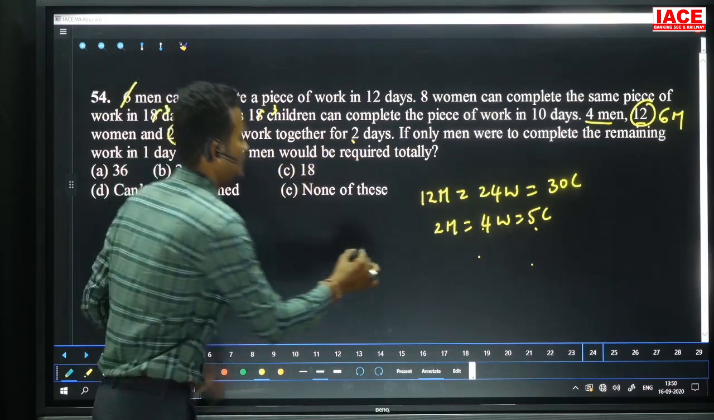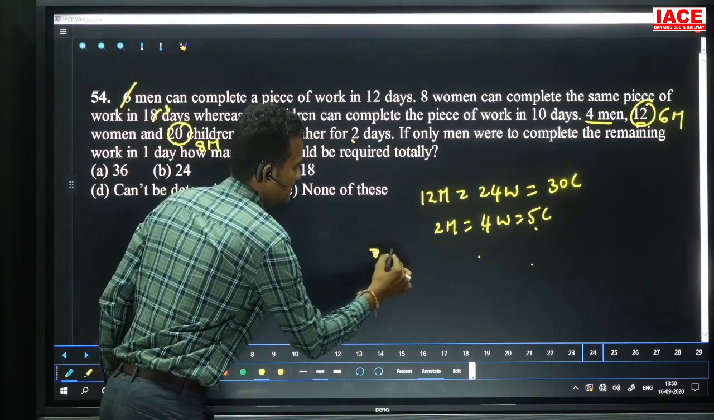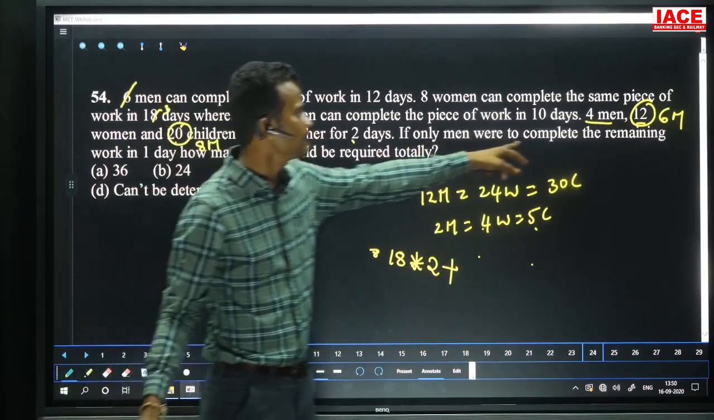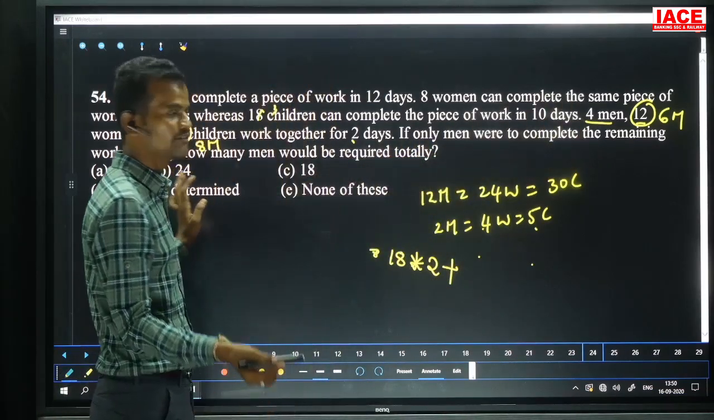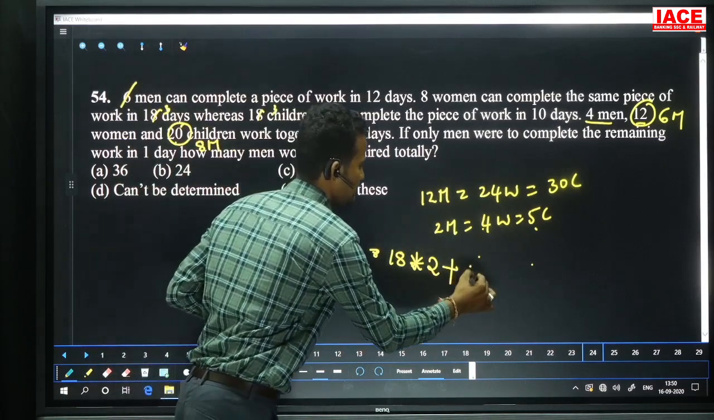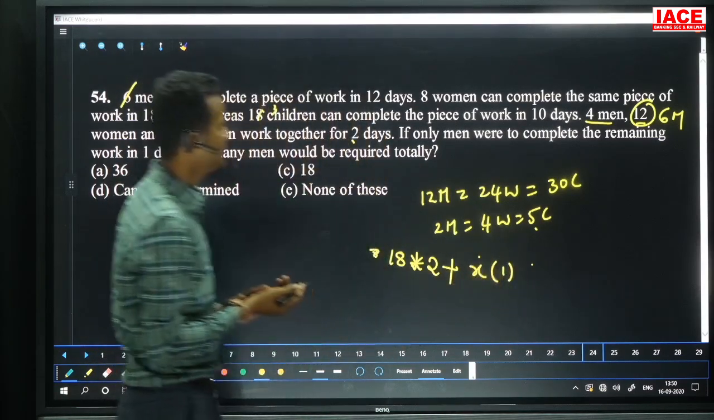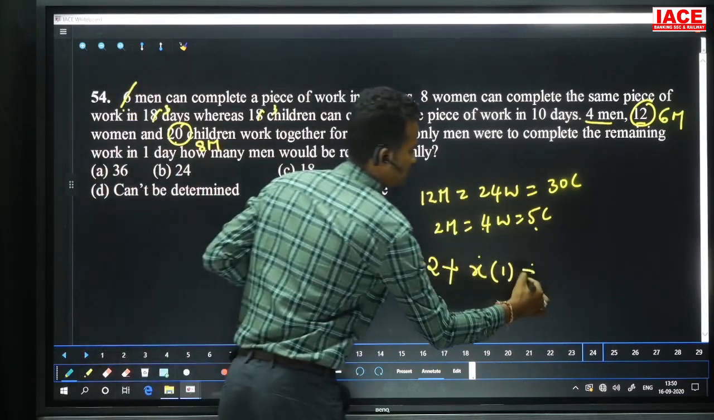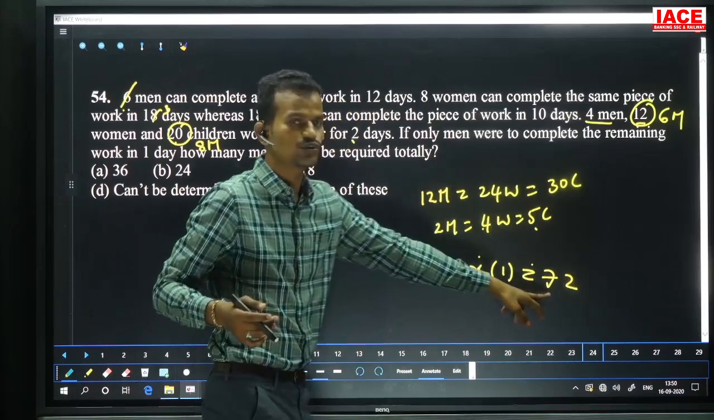How many days are working? 18 twos are 36. Listen, sir. 18 men are working 2 days. Plus, if only men are working, they complete the remaining work. Remaining work I don't know, but only men are working. How many days are they working? 1 day. But what is the total work? We are taking men. So 6 twelves are 72. Clear, sir? This is the total work.